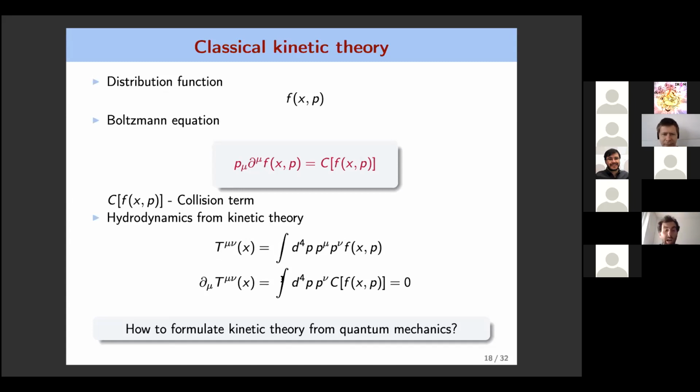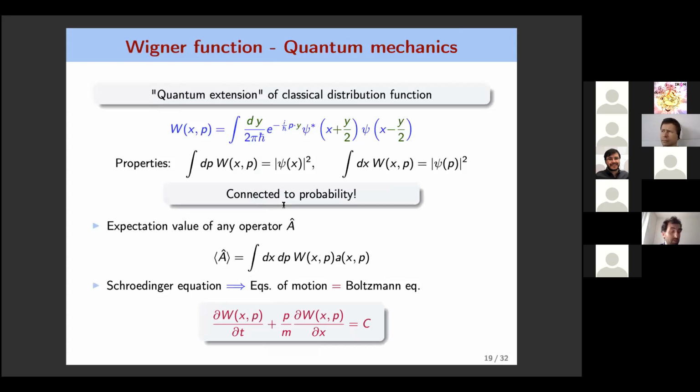Now the question is how to formulate kinetic theory from quantum mechanics. This is the main question. We would like to keep as much quantum information as possible, and to do so, a possible way is to use the Wigner function. Here I first discuss the Wigner function in quantum mechanics, since we don't need to go to quantum field theory in principle. This is an object which can be defined in ordinary quantum mechanics, and it's usually named a quantum extension of the classical distribution function for the following reason. We define the Wigner function as a sort of Fourier transform, actually called a Wigner transform, of the two wave functions, where there is some separation y.